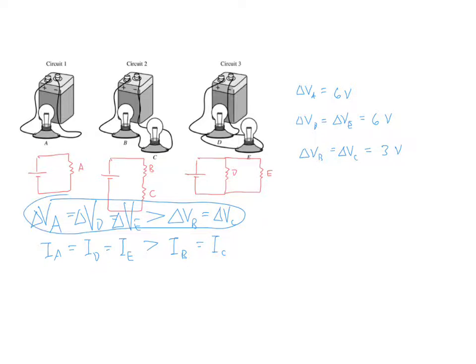And now if we calculate the currents, you have to do Ohm's law. So the current through resistor A is going to be the potential difference across A divided by that resistance. The potential difference across A was 6. The resistance was 3. So the current passing through resistor A is 2 amps.